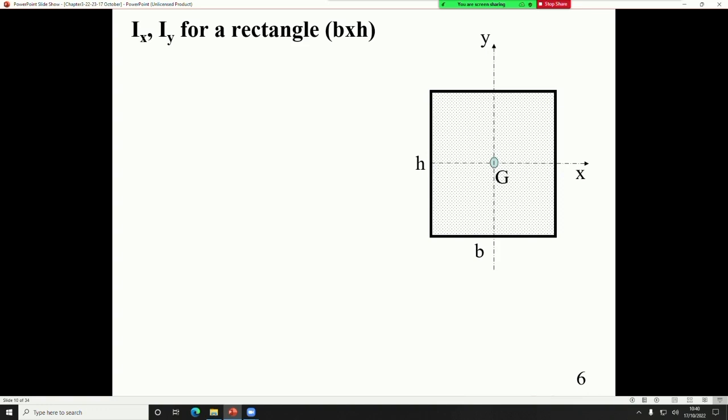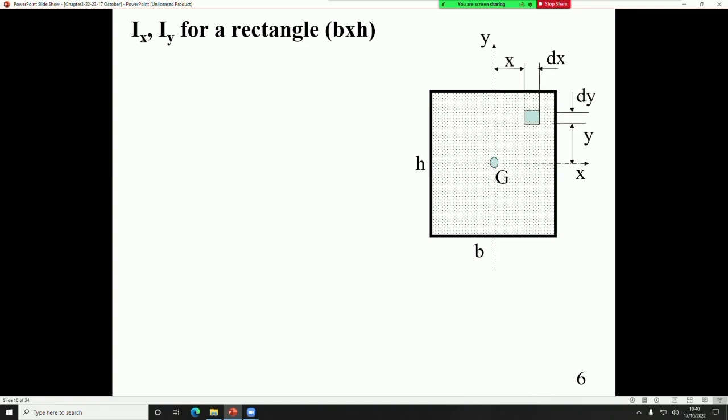I showed you how to find the position of the centroid of the rectangle. I would like to show you how to find the second moments of area, Ix and Iy, for a rectangular section. Now, this is again not examinable. It's just for your own information.